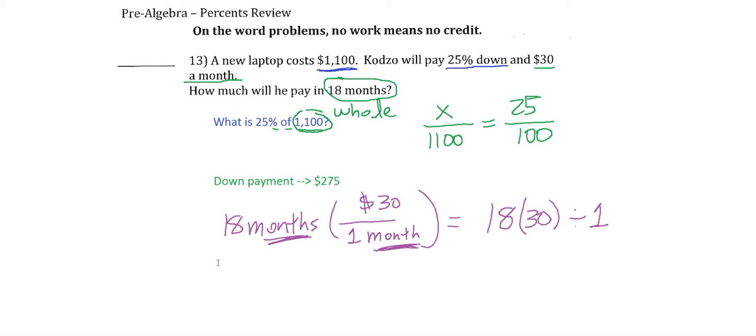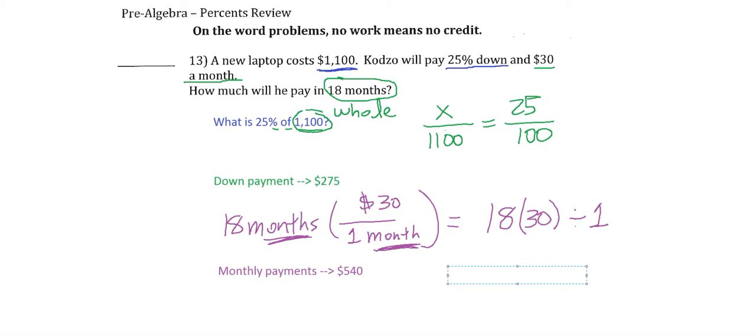So let's type that in here. Total monthly payments, $540. Okay. Now we got to put it all together because we're talking about the total that he's paying in 18 months. That is your down payment with your monthly payment. So last step, all we got to do here to finish up is to do the addition with these two.